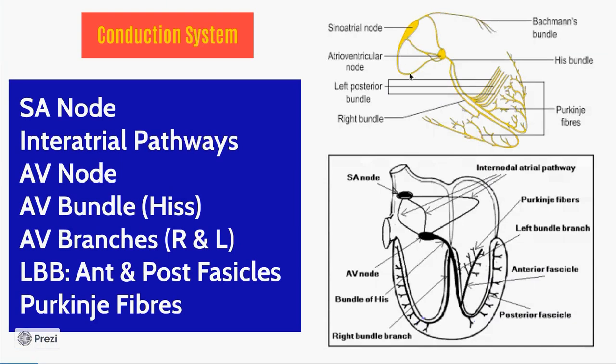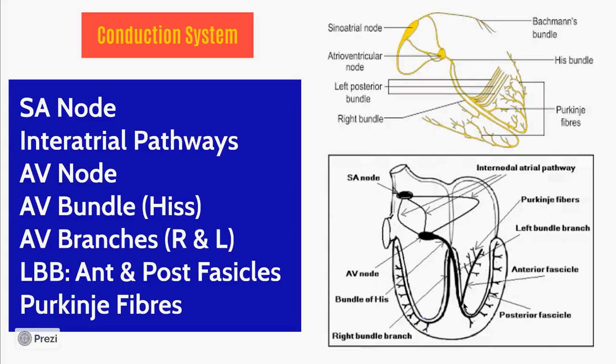SA node, interatrial pathways. The other name for the interatrial pathways is Bachmann's bundle. AV node, AV bundle. The other name for AV bundle is bundle of His. The AV bundle divides into right bundle branch and left bundle branch.